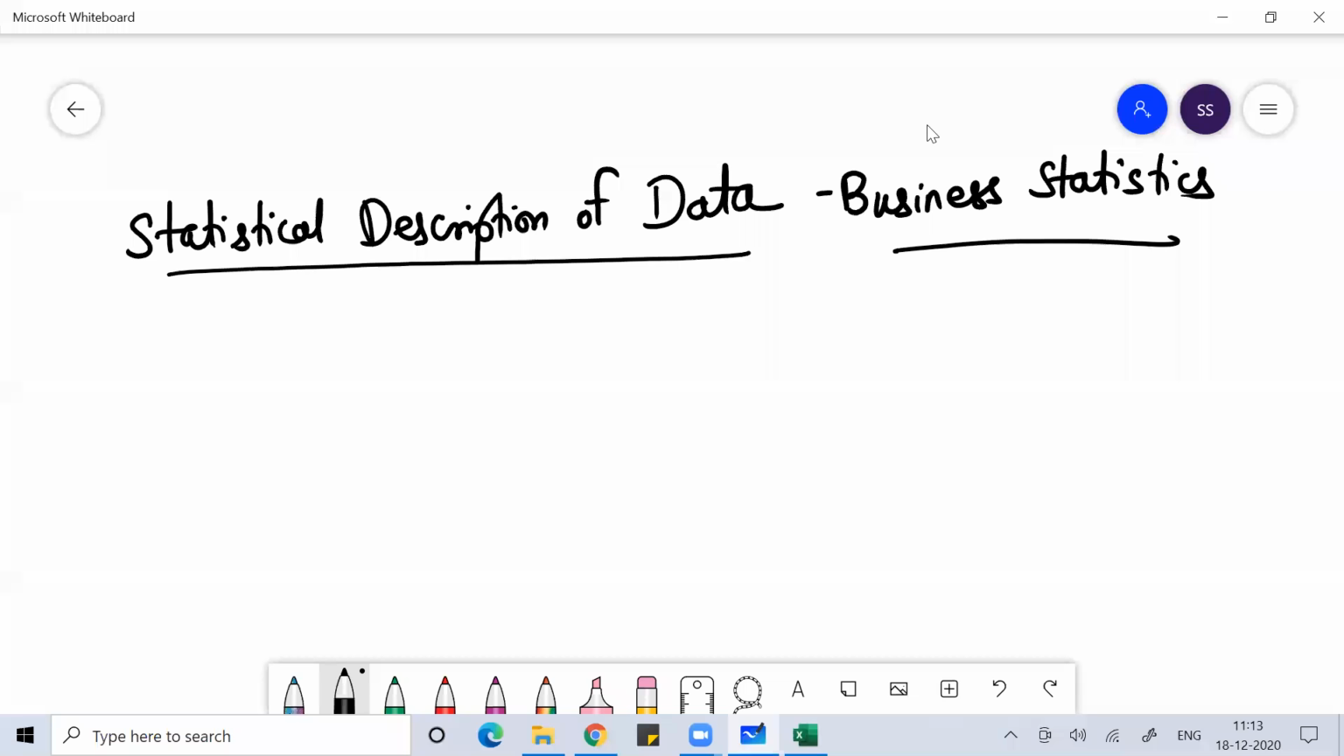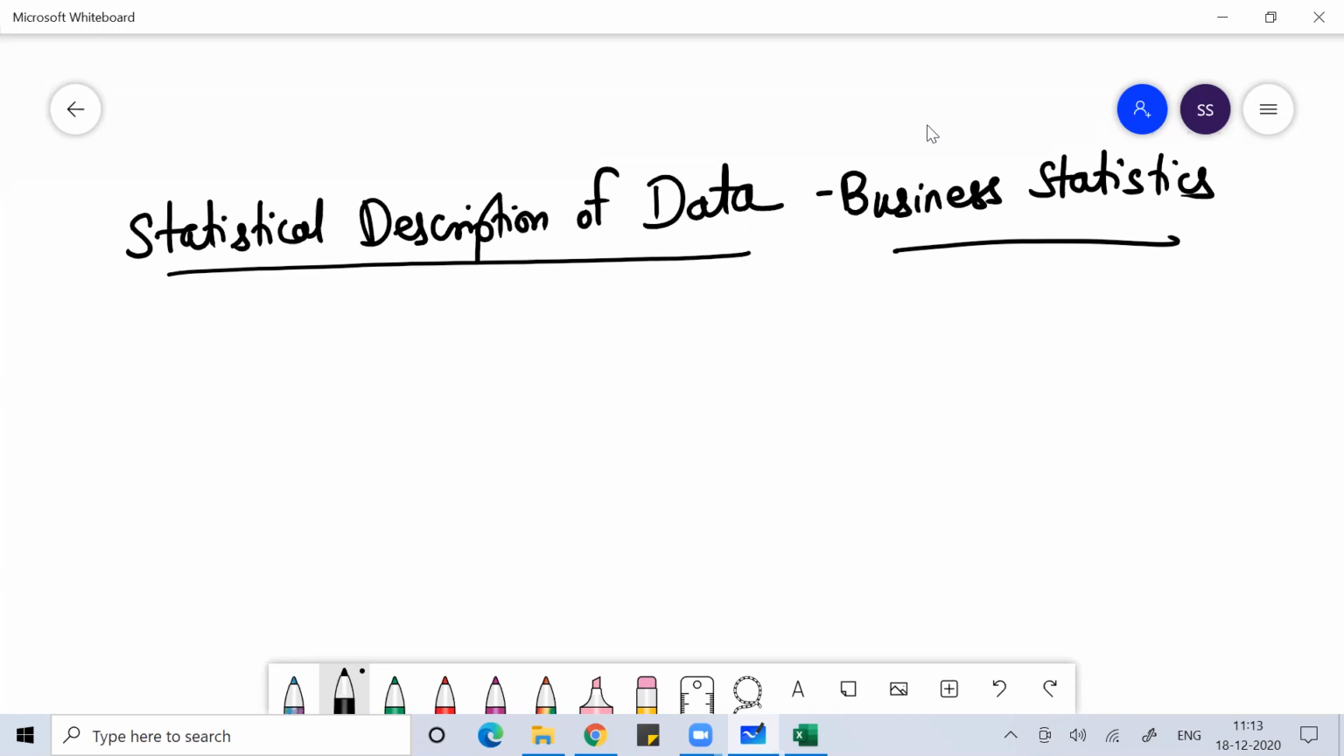And in business statistics, we have covered the understanding between descriptive statistics and inferential statistics. While talking about statistics, we discussed the collection of data, the classification and organization of data, and analysis of data, and right now we are discussing the diagrammatic presentation of data.